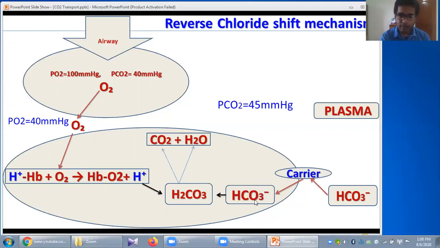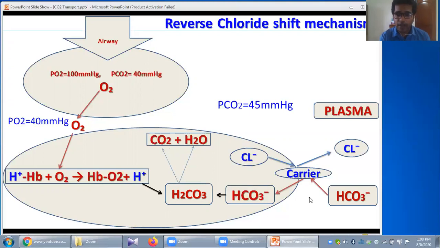Okay, and that is how, from the plasma, this bicarbonate ion is transported in the reverse direction. And finally it reacts within the RBC with the hydrogen ion to form carbonic acid, and it reverts back to its initial form, that is carbon dioxide.